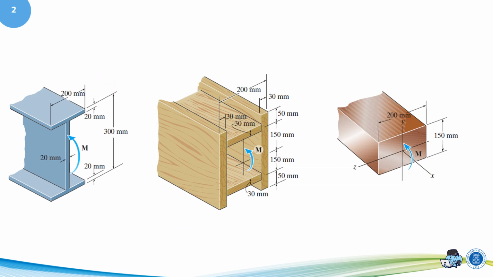In some bending cases, the natural axis is very obvious. The example is, as you can see in these three pictures, the upper part and the bottom part of all of these three shapes are symmetric. That's why the natural axis must be exactly in the middle.